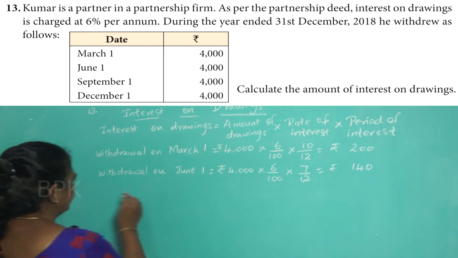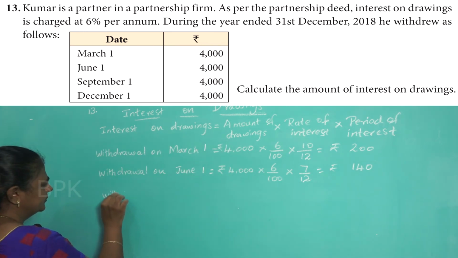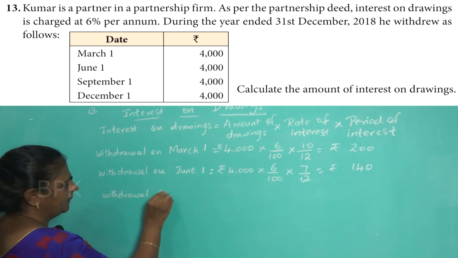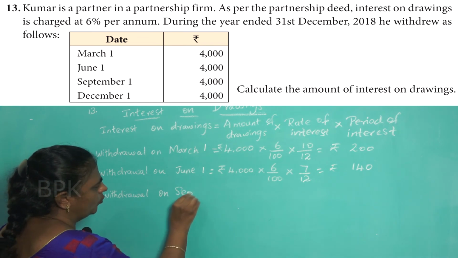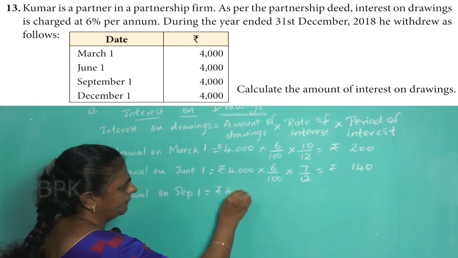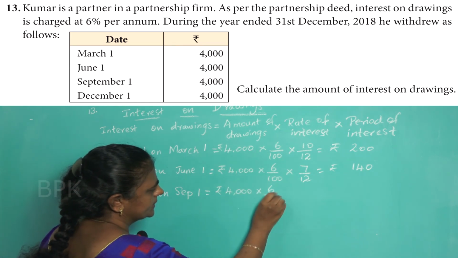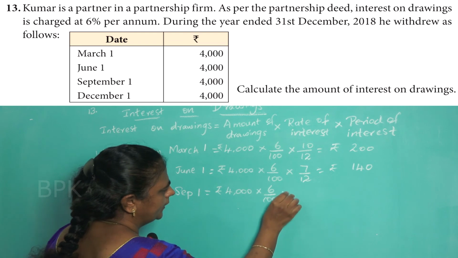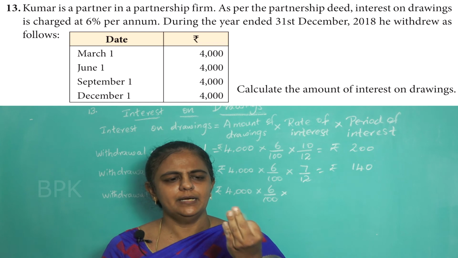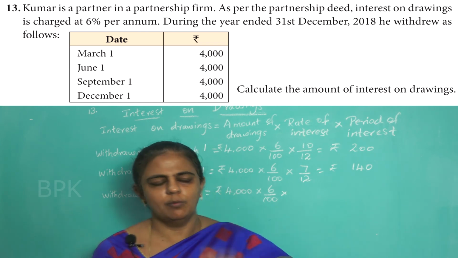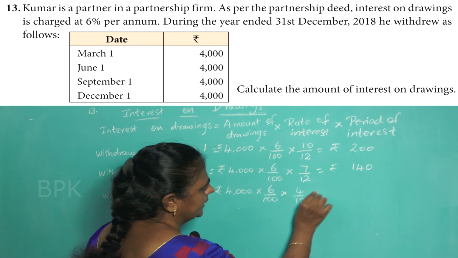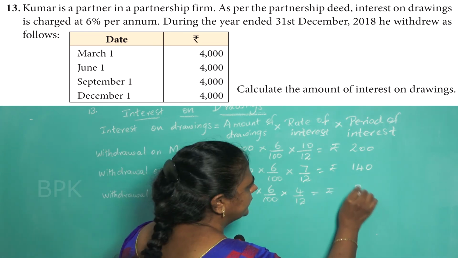Okay. Next, withdrawal on September 1. Again he is drawing 4,000, 6 by 100, 6%, into, now calculate September to December: September, October, November, December. So how many months? 4 months, into 4 by 12. That will give you 80 rupees.